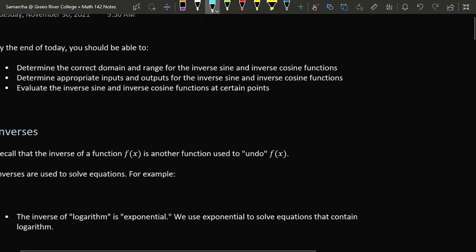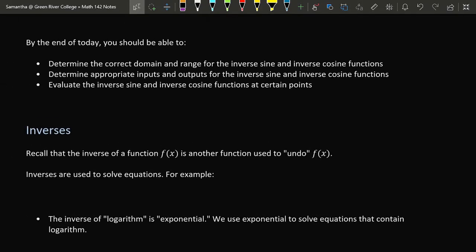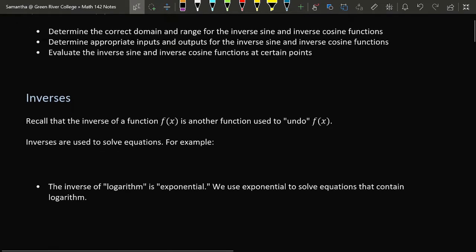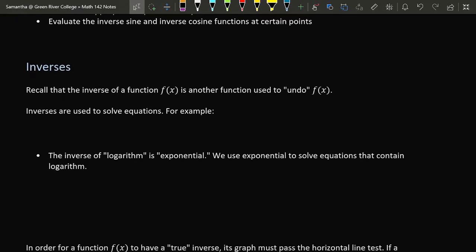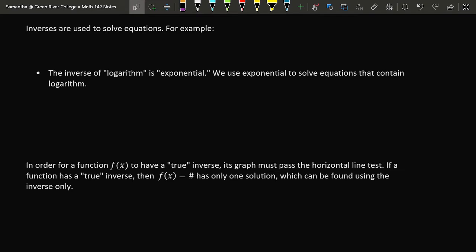To begin with, let's briefly review the concept of inverses. The inverse of a function, let's say the function's name is f of x, was some other function whose purpose in life was to destroy the work of the function f of x. The inverse undoes the work of f of x. And the purpose of inverses was to help us to solve equations.